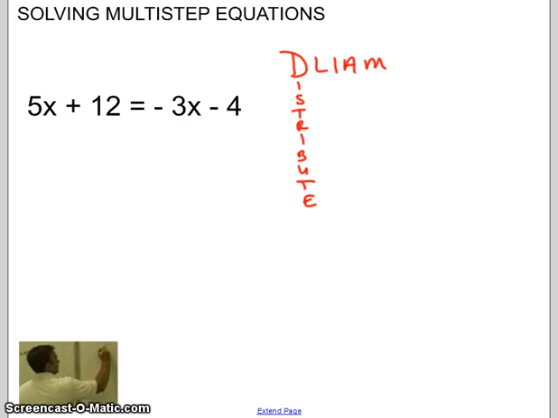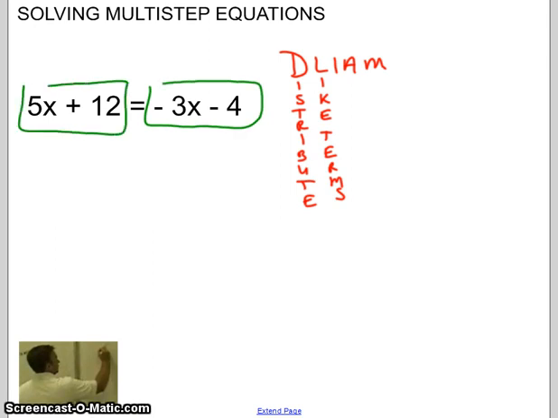Okay, the second step is like terms. Can we combine like terms on either side of the equation? I'm going to look at, and don't write this, I'm just going to isolate this. You look on the left side of the equation, are there like terms? No. You look on the right side of the equation, are there like terms? No. We have negative 3x on the right side and negative 4, they're not alike. 5x and 12 are not alike. So in this situation there are no like terms.